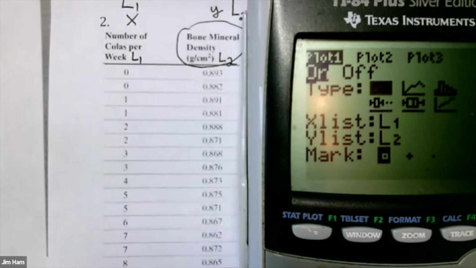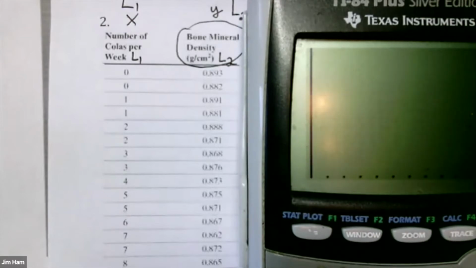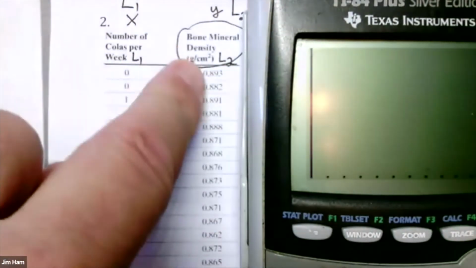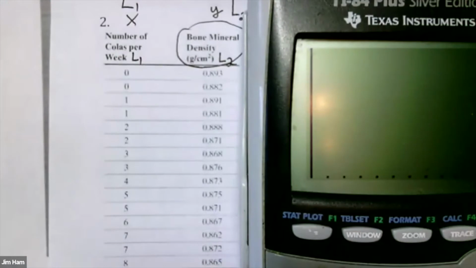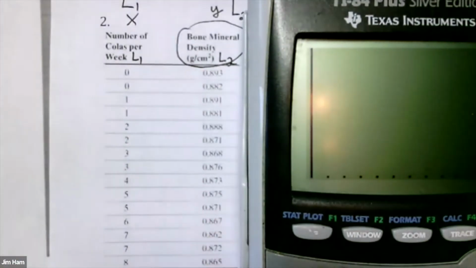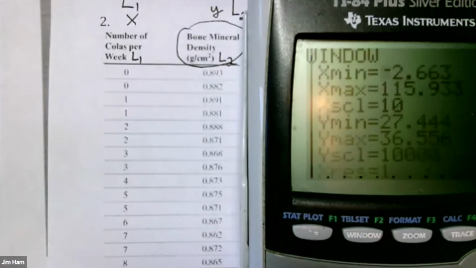Now, it's always going to be the case that we need to set the window so that we can see all the points. If I just hit graph here, we're not going to see anything. So I want to make sure that my x's range from 0 to 8, and my y's range from about 0.8 up to 0.9, so that I see all the data values. But it's somewhat tedious to actually go to the window and change all those numbers.